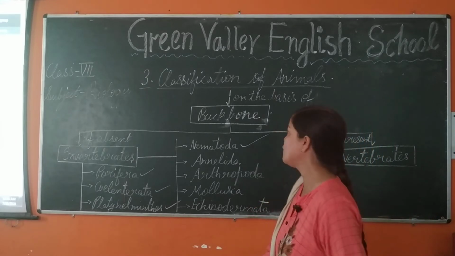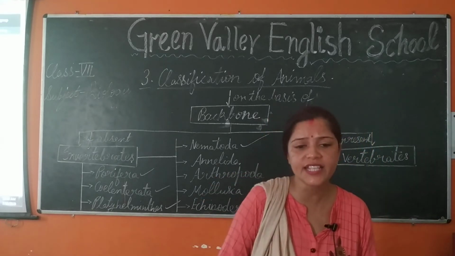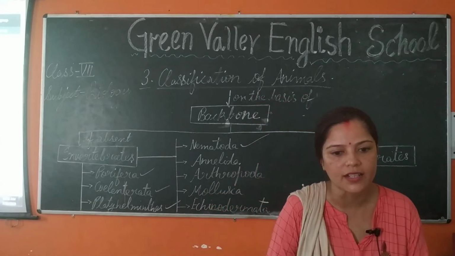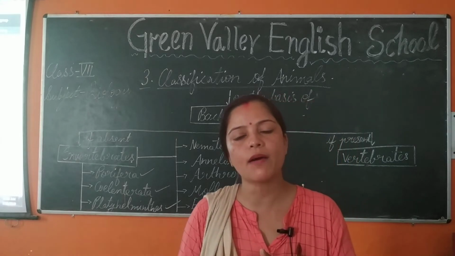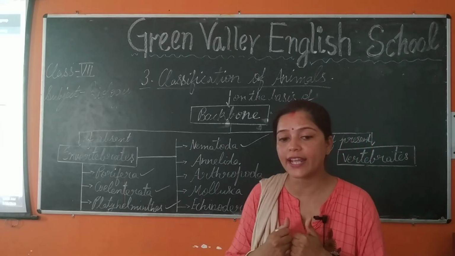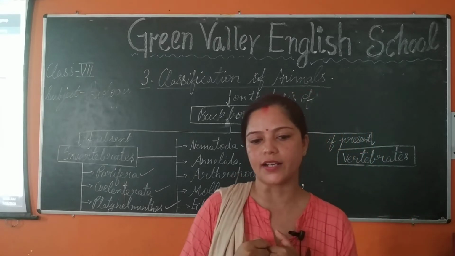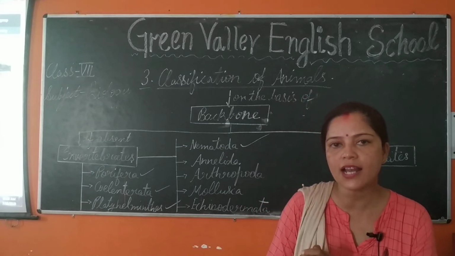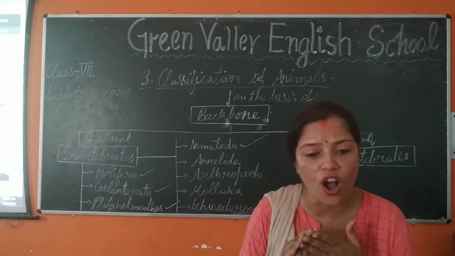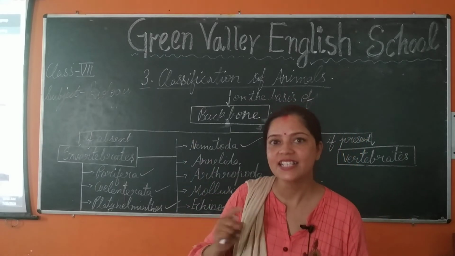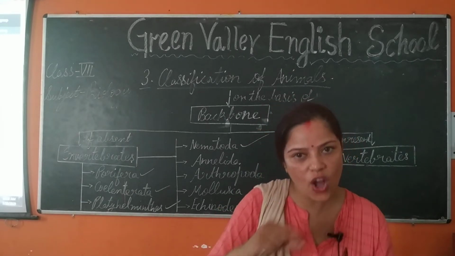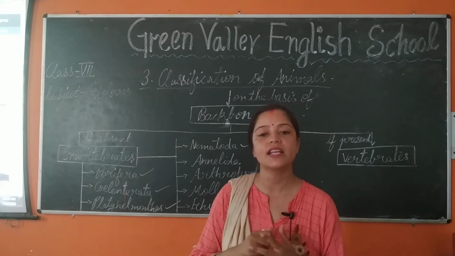Next, we will be studying Annelida. Annelida are segmented worms. Mostly they are aquatic, which means they live in water. Some live in moist soil and some are parasitic, like leeches. The body is elongated, soft, and divided into ring-like segments.